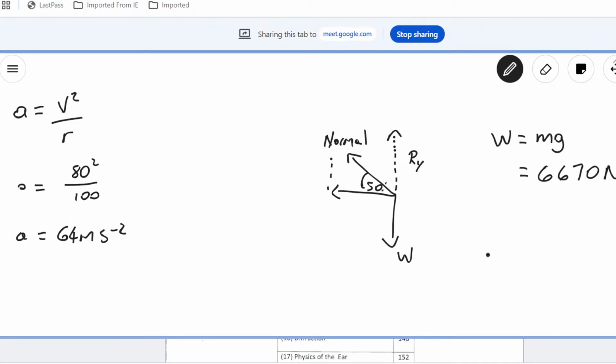How much is it for the normal? For the normal, I said I got 870, no, sorry, 8,708.11. Because you would divide the weight by sine 50.